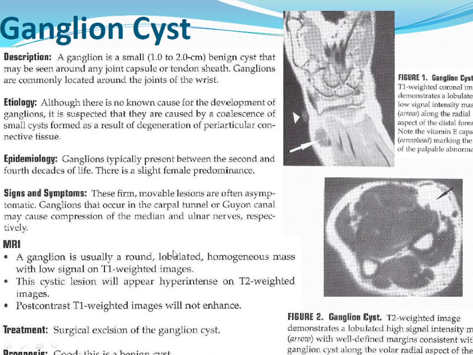A ganglion cyst is something that you're going to be looking for on your wrist MRIs really frequently, although they can occur in other locations. It's really just a little fluid intensity, T2 bright, T1 hypointense thing that you see around the joints or the tendons of the wrist. The patient will usually come in with a lump on the side of their wrist or on the back of their wrist.